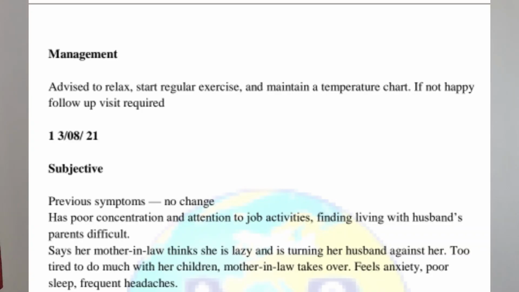Okay. So you can talk about the 10th. So the subjective data there is relevant. Objective data: appearance normal, mood, she's not depressed, everything is normal. So I would eliminate that objective data. Management: you just advised to relax, start regular exercise and a temperature chart. If not happy, visit required.